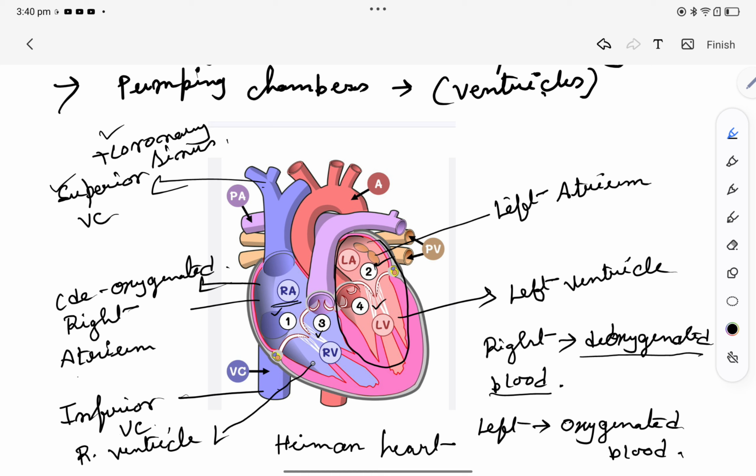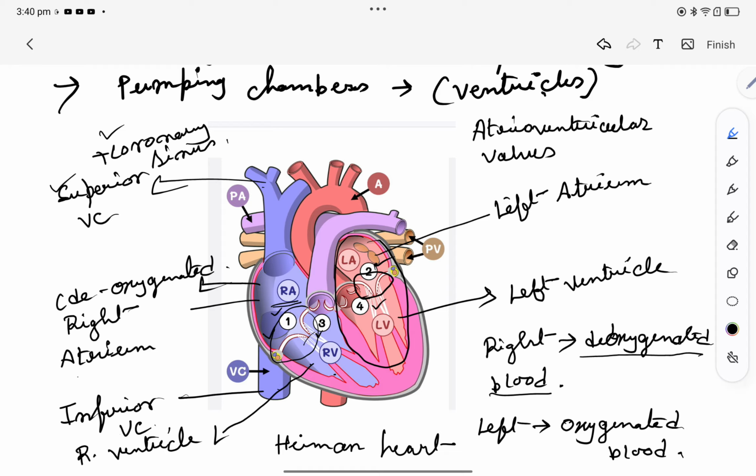It needs to reach the right ventricle. Now, in between these two chambers, right atrium and right ventricle, there are valves. Okay, these valves are called atrioventricular valves. Okay, so here we can see a pair of valves, this one and this one.